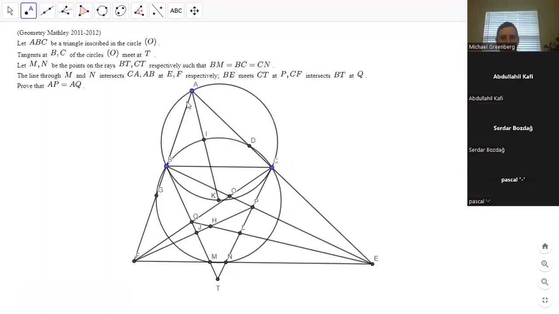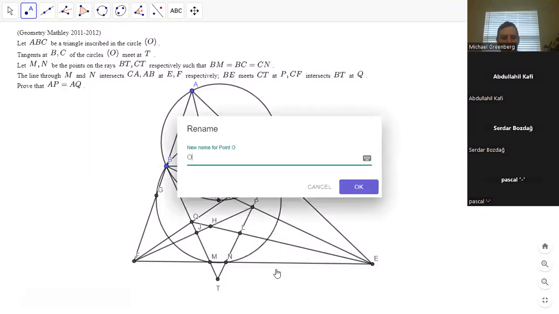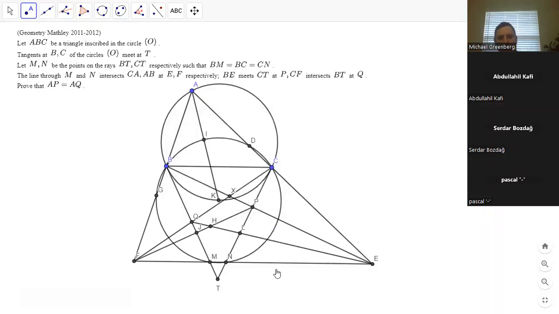So by Ceva's theorem, AO passes through the midpoint of EF. Let me call this something else. But we have FM over FE. Actually, we want point J. FM over FE times EP over PB times BQ over QM equals 1.